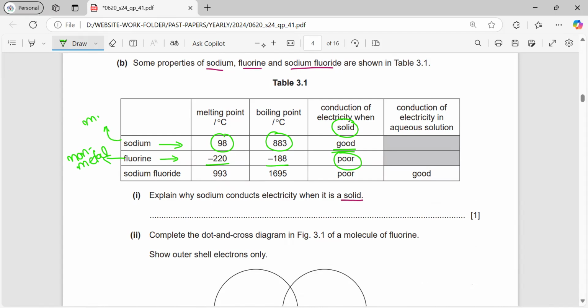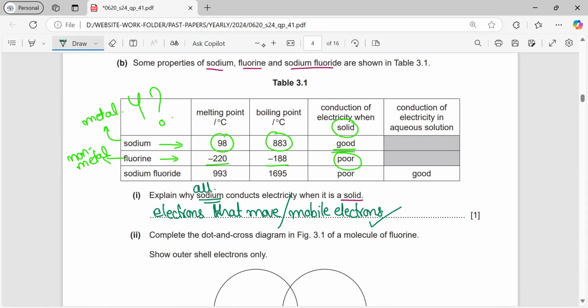Sodium is a metal, and sodium conducts electricity, but why does it conduct electricity in the solid form? The answer is due to delocalized electrons. Electrons that move. Or you can also write mobile electrons. All the metals contain delocalized electrons, and these electrons are then responsible for the conduction of electricity.